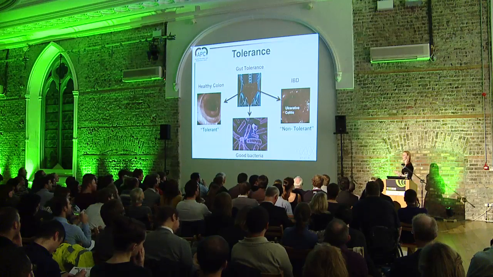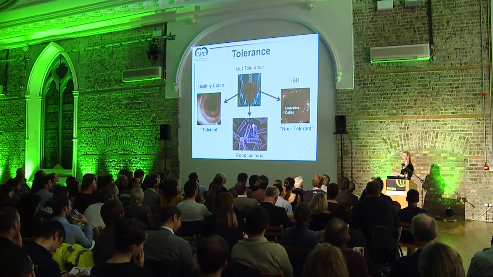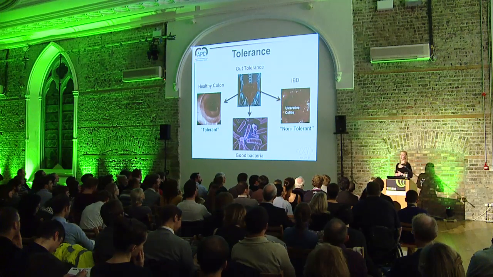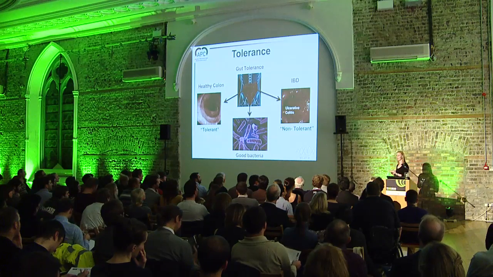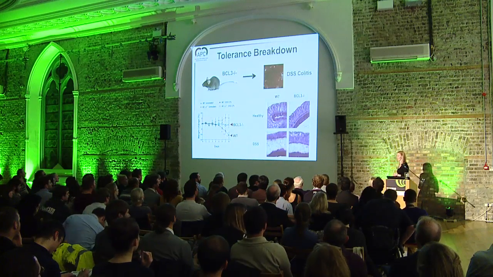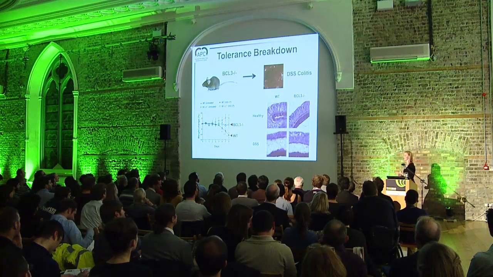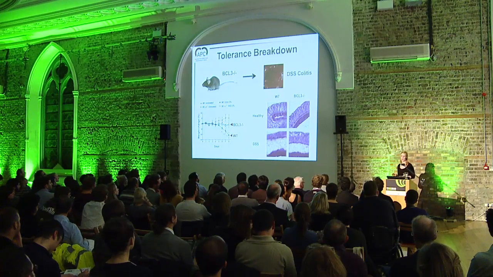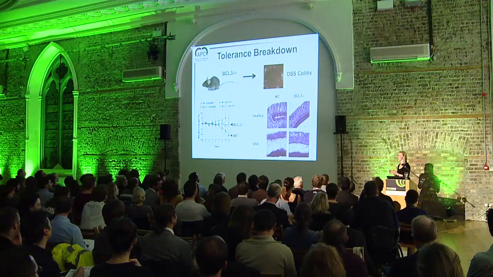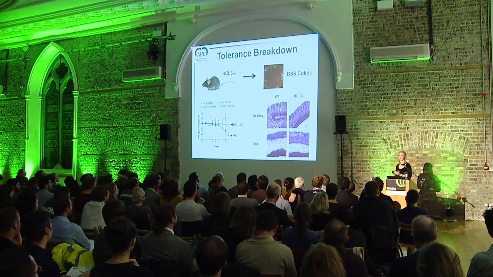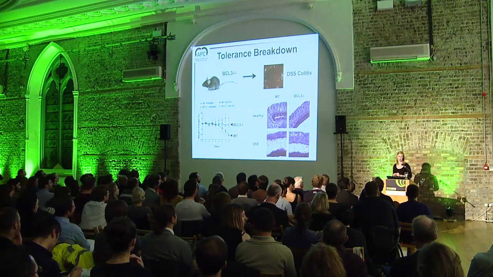So in order to study inflammatory bowel disease and the breakdown of tolerance, we use a mouse model to mimic inflammatory bowel disease known as DSS colitis in BCL3 deficient mice. BCL3 is a gene encoded in our DNA. It makes a protein that's important in promoting tolerance in our immune system at various different sites in our body.